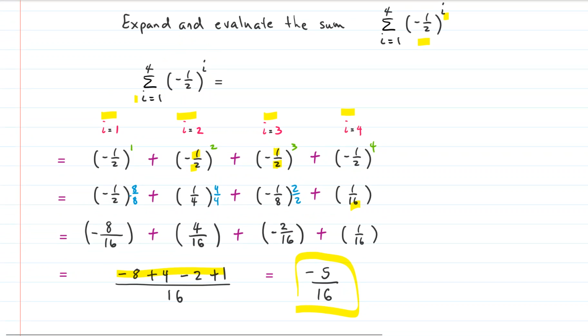So -1/2 to the i, if we sum that from i equals 1 to 4, gives us -5/16.